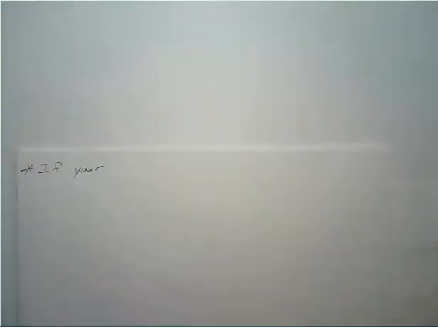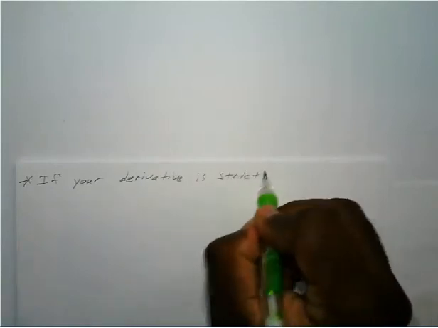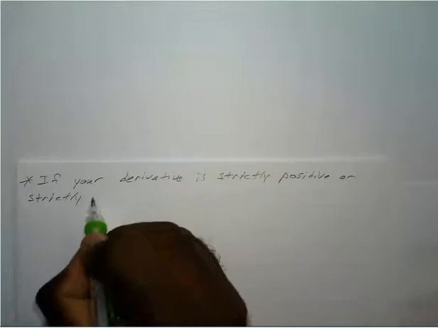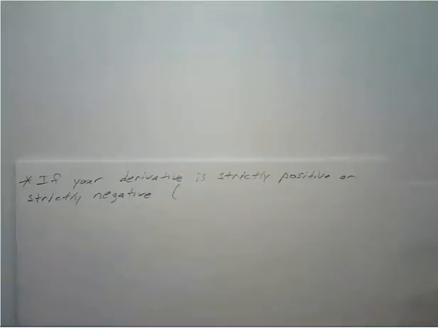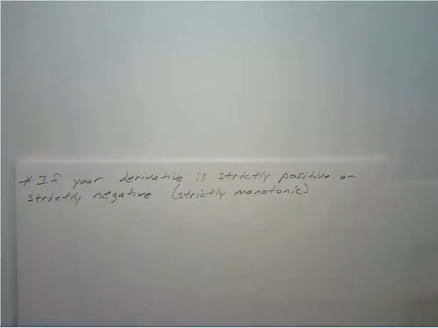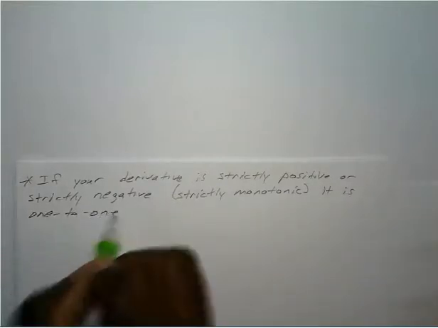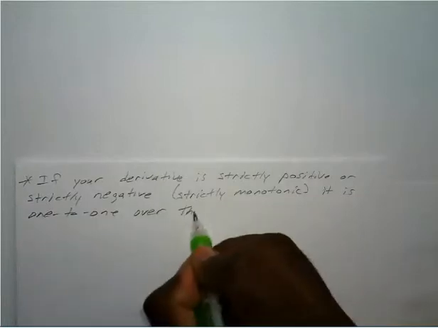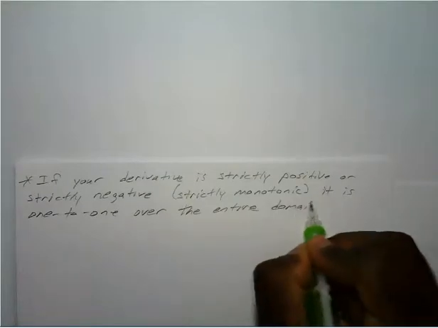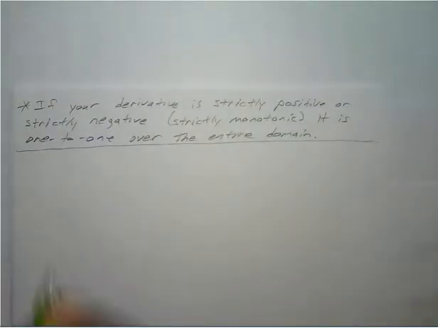Okay, now we're going to look at the fact that if your derivative is strictly positive or strictly negative, or in other words, strictly monotonic if it's either one of those, it is one-to-one over the entire domain. All right, so let's look at a couple of examples.